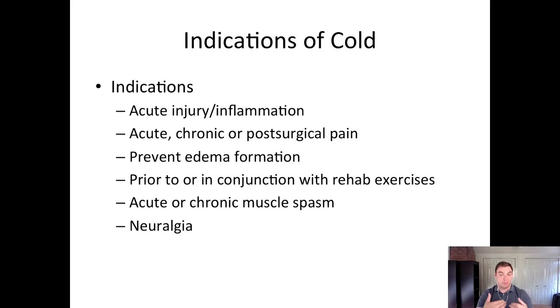So some indications of why we would use cold: acute injury, inflammation, acute, chronic, or post-surgical pain. If anyone's had surgery, then you know that it can be pretty painful. Again, to prevent edema formation. Prior to or in conjunction with rehabilitation exercises, right? That's cryokinetics. Acute or chronic muscle spasm. And neuralgia, which is a nerve, right? Neuralgia, nerve pain.